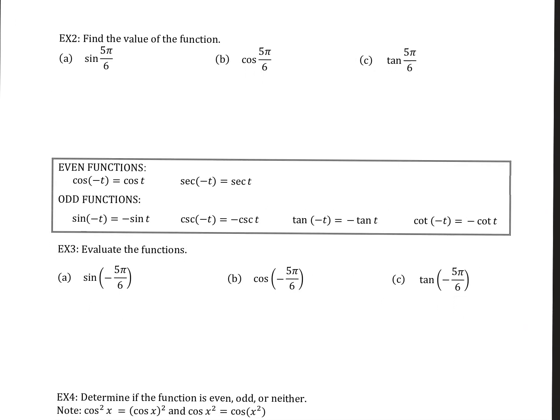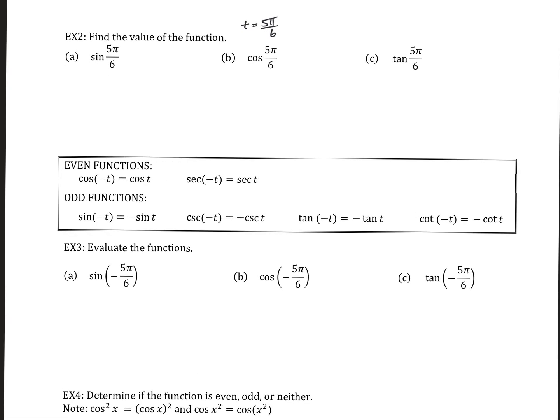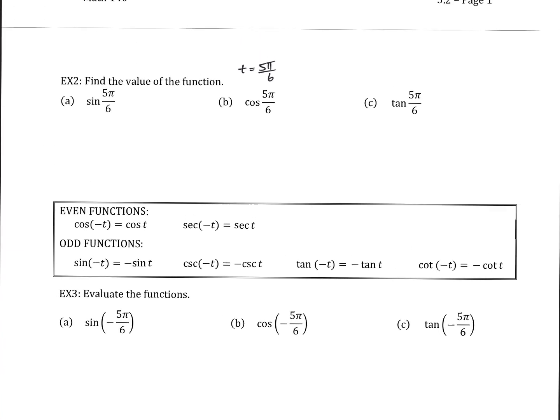Now let's take a look at example 2, finding the value of the function. All right, so this is pretty similar to what we did before. And we're taking a look at, let's see, sine, cosine, and tangent. So the three main ones. And they're all talking about 5 pi over 6. So we have t is 5 pi over 6. I want to figure out what that is in order to find sine, cosine, and tangent. So let's go take a look at our unit circle and figure out what that value is.